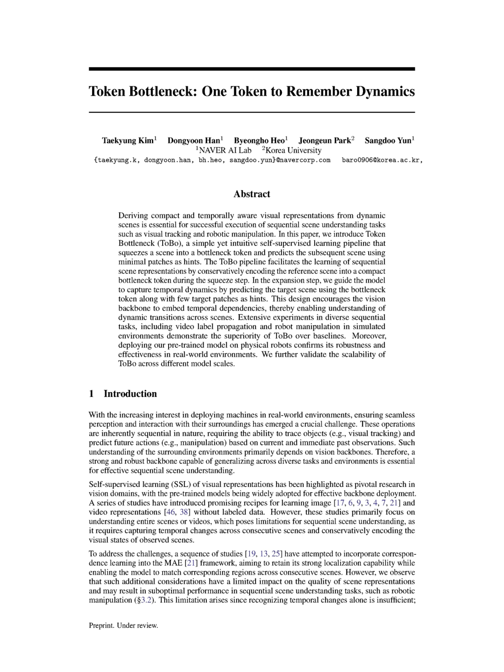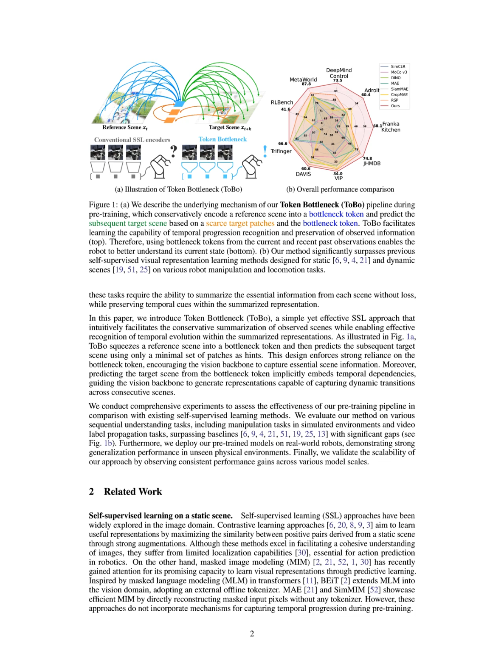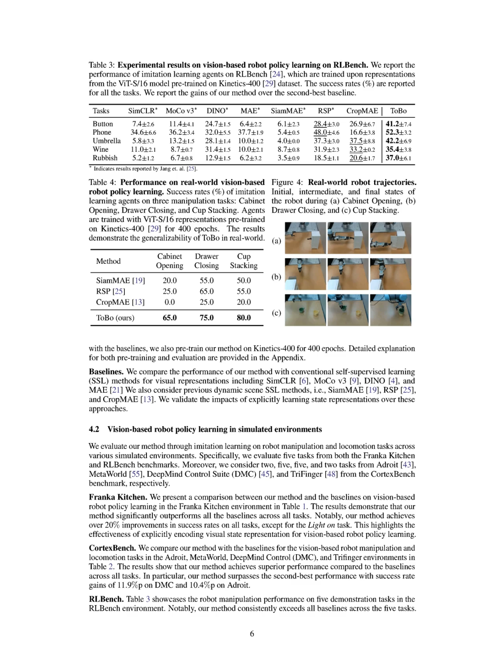We validated the effectiveness of our Token Bottleneck (ToBo) method through comprehensive experiments across various sequential understanding tasks, including video label propagation and vision-based policy learning for robotic manipulation in simulated environments. We employed datasets such as Kinetics 400 for pre-training and evaluated our method on benchmarks like Franka Kitchen, RLBench, Adroit, MetaWorld, and DeepMind Control Suite, DMC.